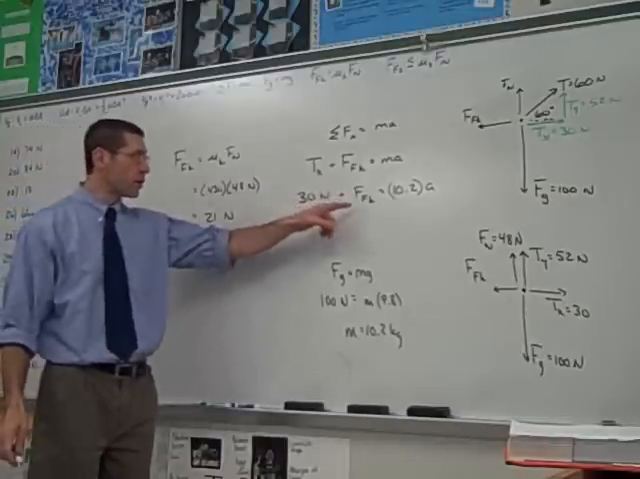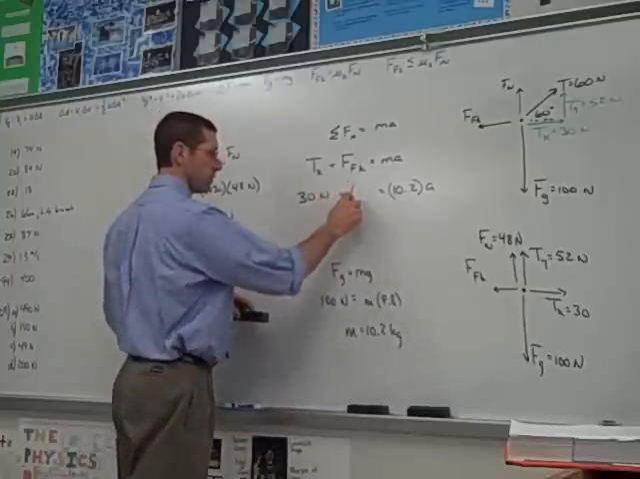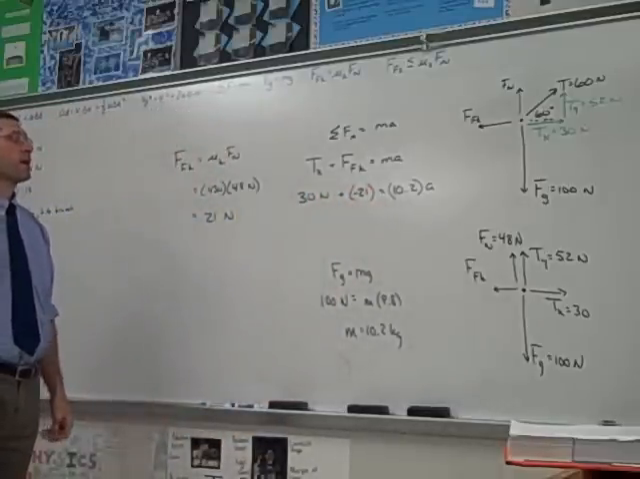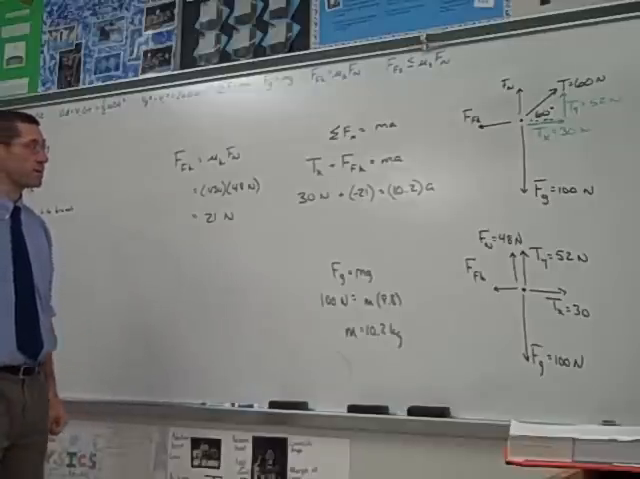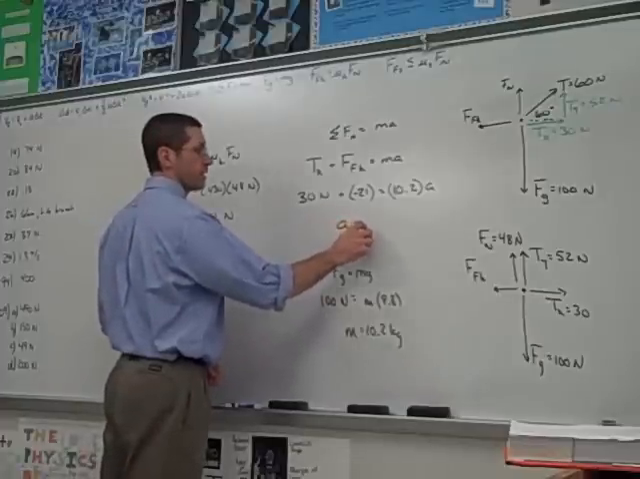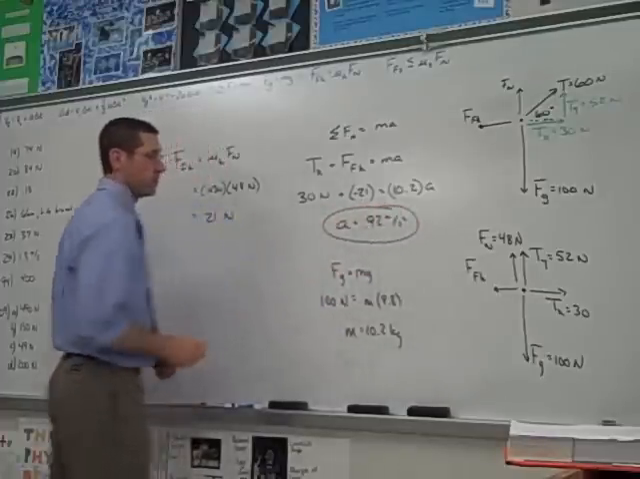So now that will go in your Newton's second law equation, so now I'm going to put that there. Negative 21. Negative because it's to the left. And now you could solve for a. So you got 9 divided by 10.2 basically. And a is 0.92 meters per second squared. So that's what we needed.